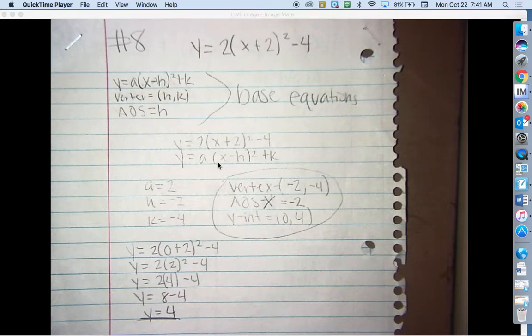So now you go back to your vertex. The vertex is (h, k), and h is negative 2 and k is negative 4. Therefore, the vertex is (negative 2, negative 4). And the axis of symmetry is also h, so your axis of symmetry is x equals negative 2. And then this is the graph when you graph it.